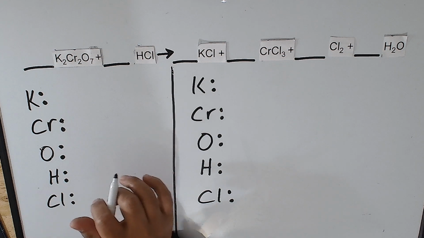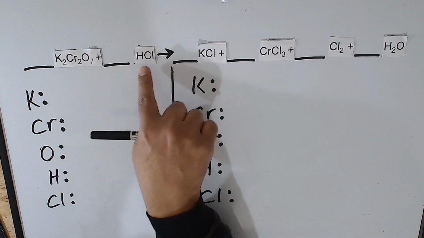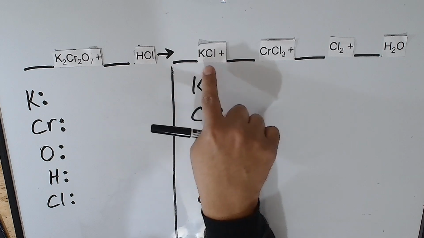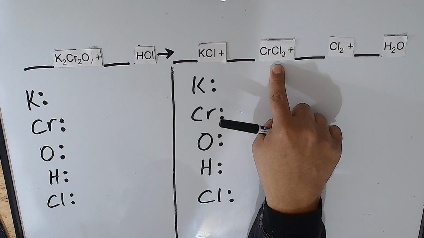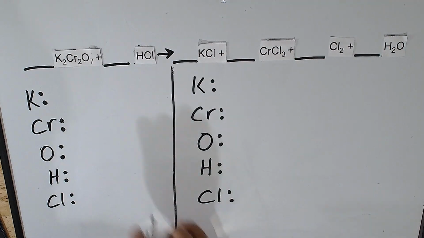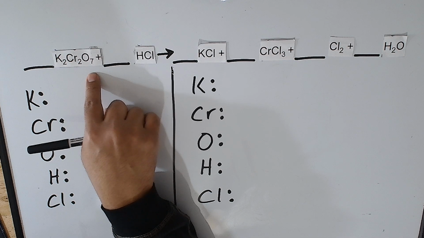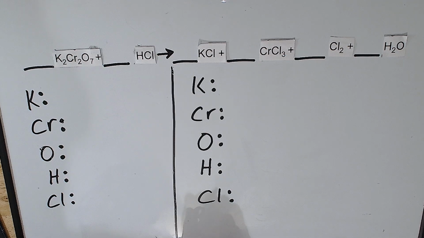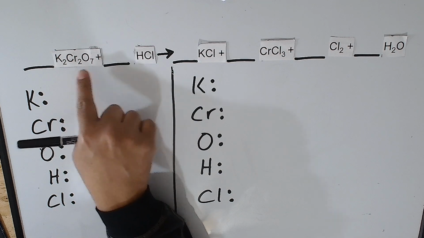So in this chemical reaction, we have potassium dichromate reacting with hydrochloric acid and producing potassium chloride along with chromium(III) chloride, chlorine gas, and water. What's different about this chemical reaction is that we only have the polyatomic ion of potassium dichromate showing up in the reactant side. It's not showing up in the product side. So therefore, I'm going to break this into potassium, chromium, and oxygen.